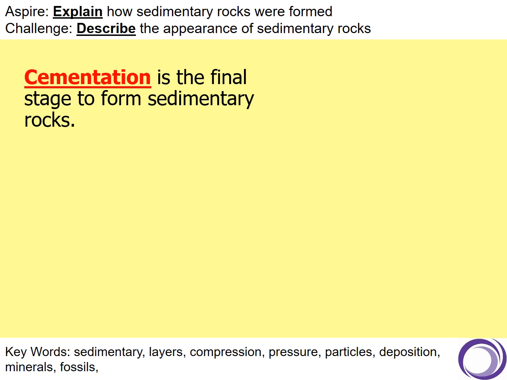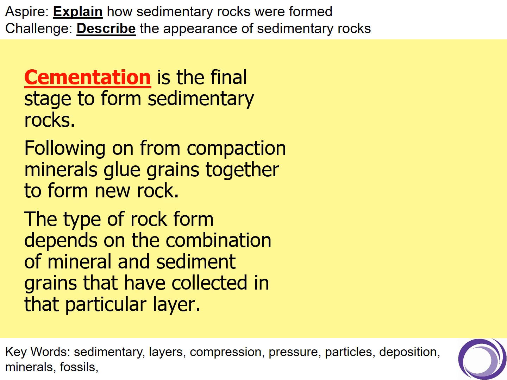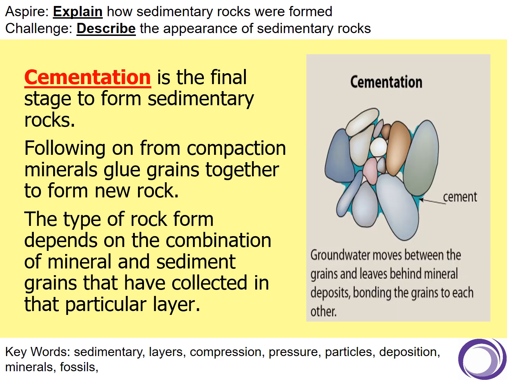Right, cementation is the final stage to forming sedimentary rocks. Following on from compaction, where the particles have been squeezed closely together and water and air forced out, minerals glue the grains together to form the new rock. The type of rock formed depends on the combination of minerals and sediment grains that have been collected in a particular layer, as you saw in the video earlier on.